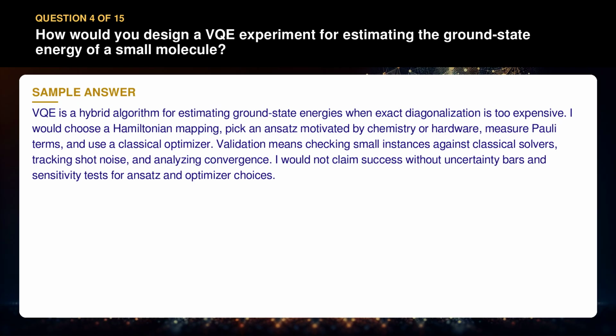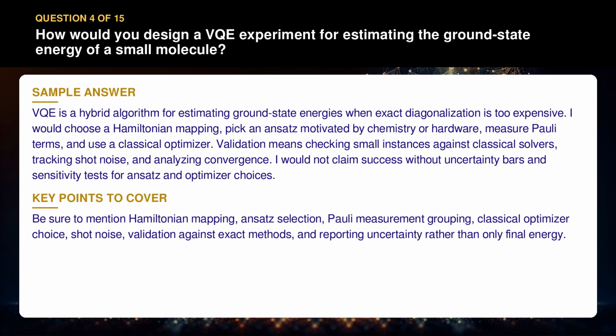I would not claim success without uncertainty bars and sensitivity tests for ansatz and optimizer choices. Be sure to mention Hamiltonian mapping, ansatz selection, Pauli measurement grouping, classical optimizer choice, shot noise, validation against exact methods, and reporting uncertainty rather than only final energy.